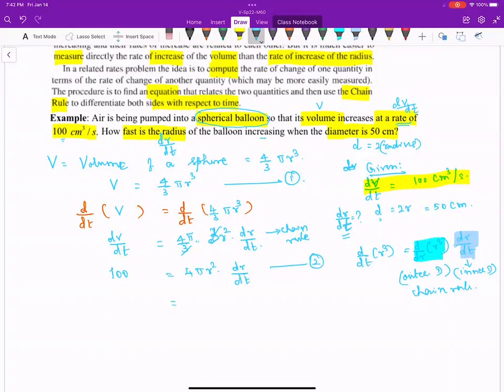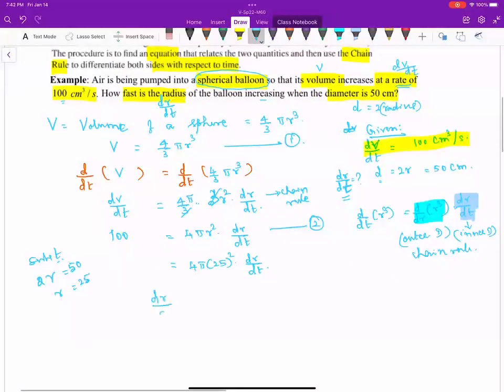At this point, you can substitute the specific values. So we have 2r equal to 50. So twice the radius, r equals 25 centimeters. Everything is in centimeters, so you don't have to convert this. So it is 4 pi times 25 squared times dr by dt.